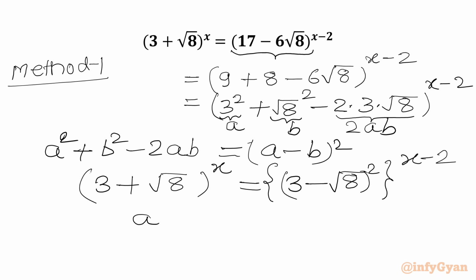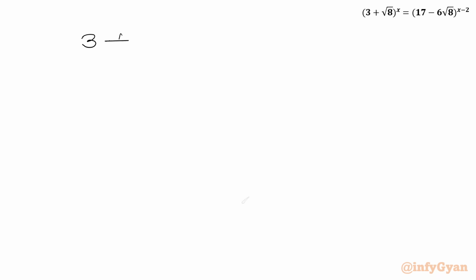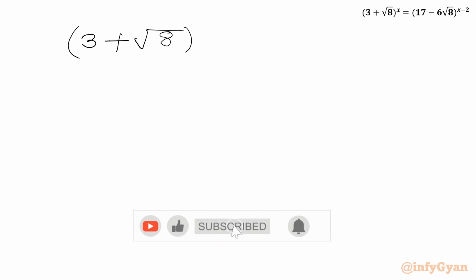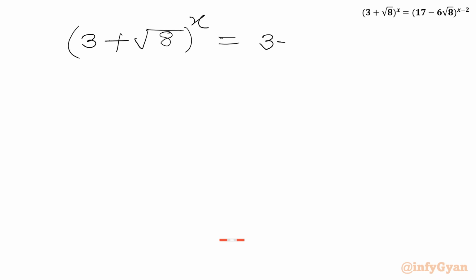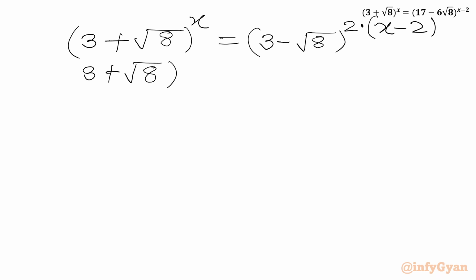Now I will write one exponent law: a power b whole power c can be written as a power b times c. So we can multiply these two powers, 2 times x minus 2 in the power. Let me write here: 3 plus square root 8 whole power x is equal to 3 minus square root 8, we will multiply 2 with x minus 2. Or we can write 3 plus square root 8 whole power x equal to 3 minus square root 8 with whole power 2x minus 4.